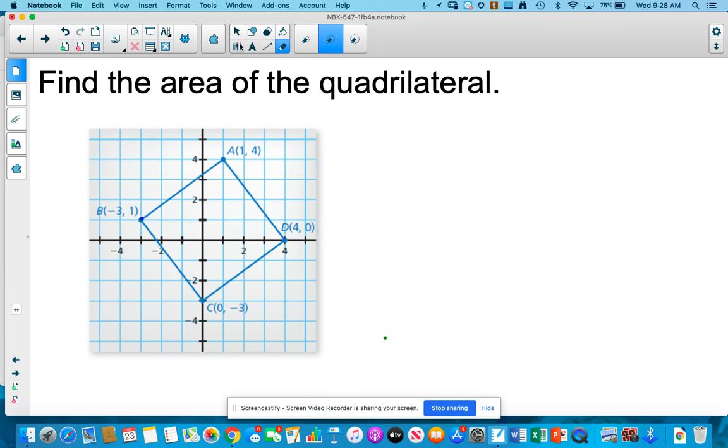Okay, so let's find the area of this quadrilateral. And there are a couple ways you could do this. I'm going to show you one way where you break apart your square. So let's go ahead and talk about area. Area equals base times height, right?